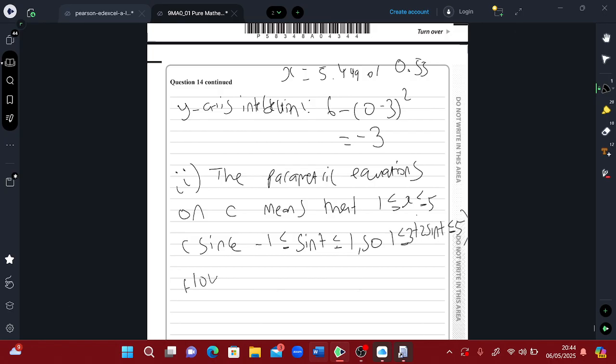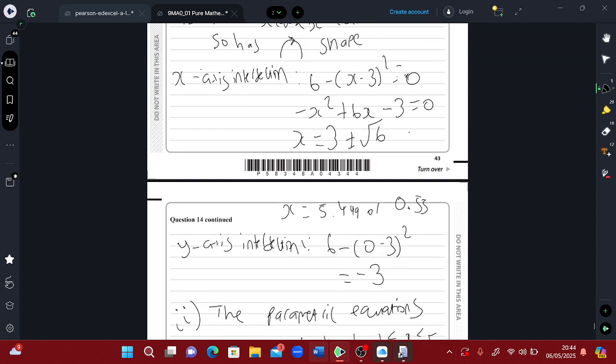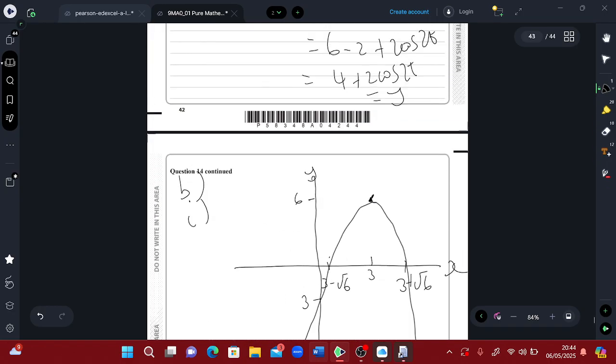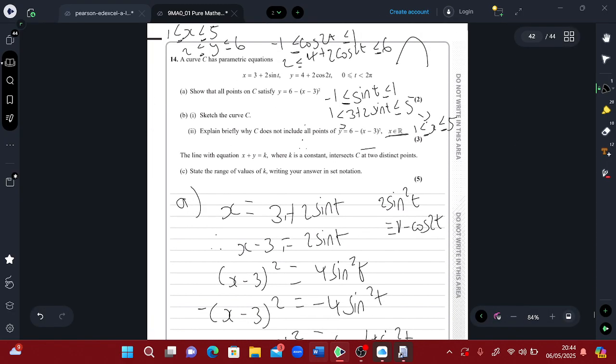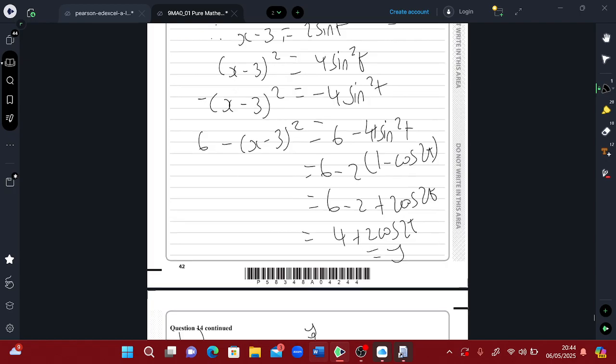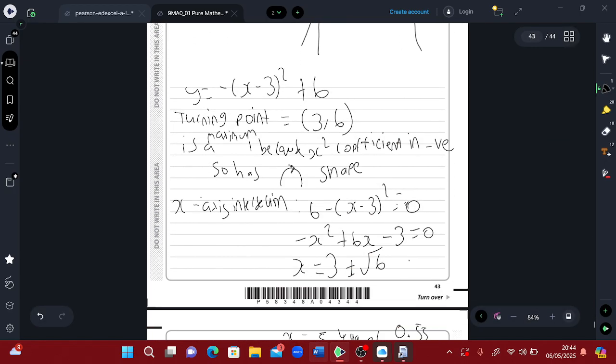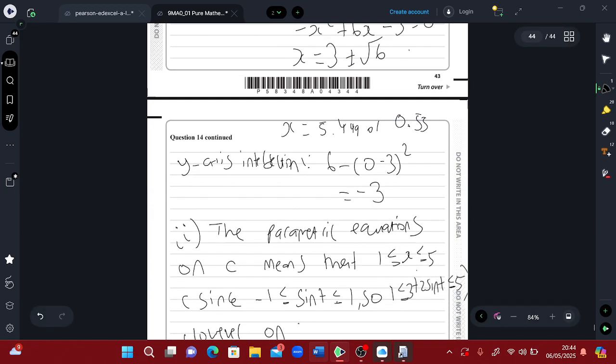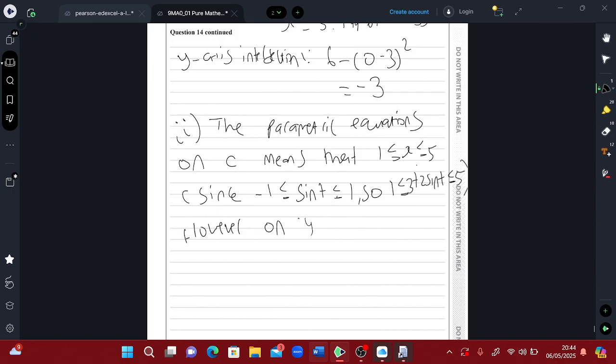However, what did it say? Did it just give the equation? Or did it say anything else? Does not include all points on that. Okay. Yeah. So what's it? 6 minus x minus 3 squared. Okay. On y, 6 minus x minus 3 squared.